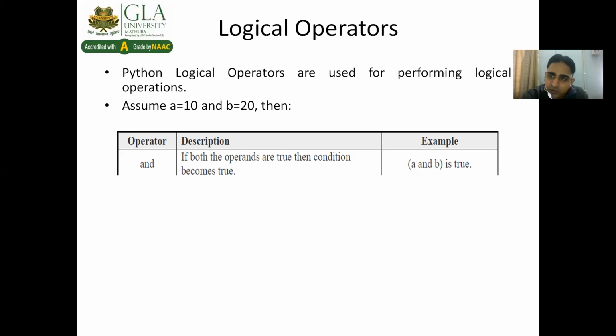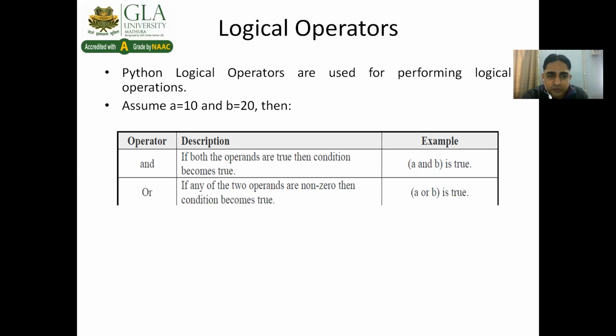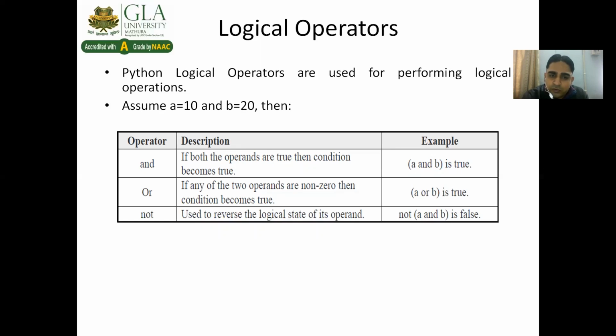A is a non-zero value, so it is true. B is a non-zero value, so it is true. Because both of them are true, the final answer is true. OR says that if either of the operands is true, you are going to get the answer as true. So 10 is true and 20 is also true, so either of them is true, so the answer is true again. NOT is used to reverse the logical state of the operand. So if it is true, it will be made false. If it is false, it will be made true.